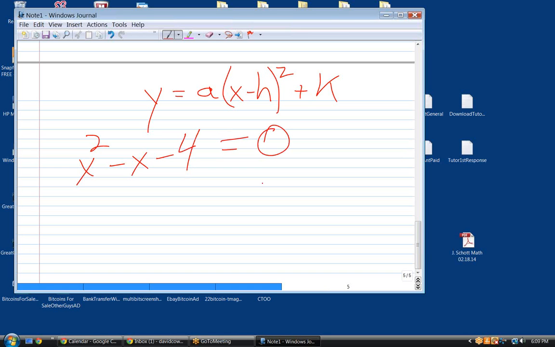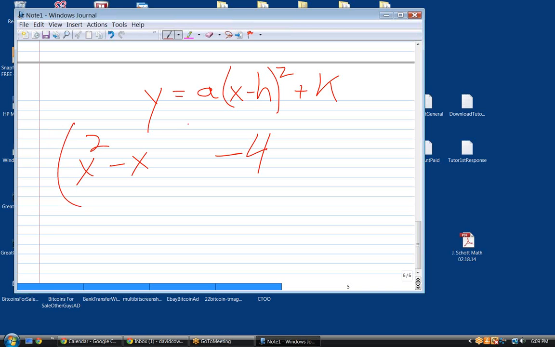Notice that vertex form has everything on the same side. It's all on the right side. So all I have to do is set the 4 aside, like that.